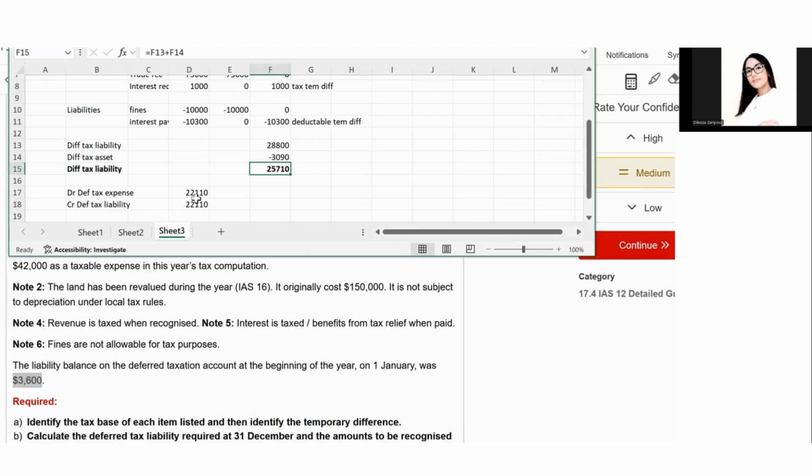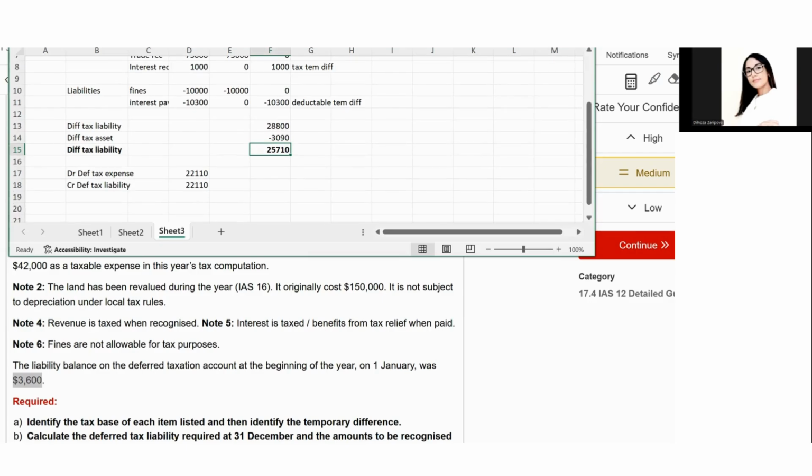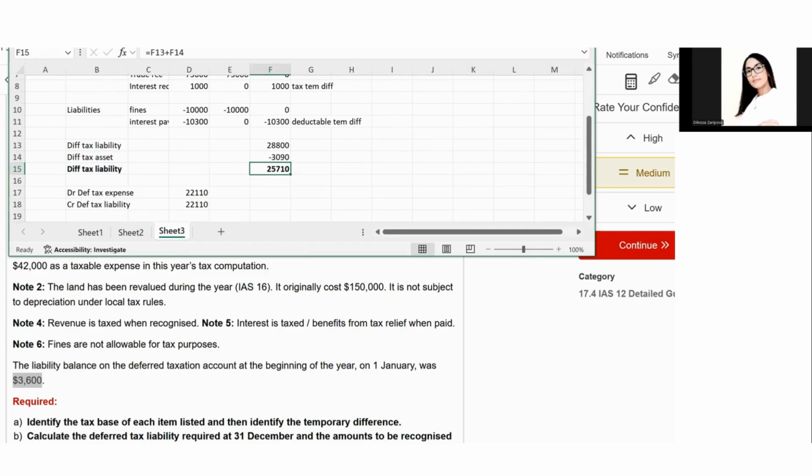Okay, so this is the end. We learned all about deferred tax for financial reporting purposes, because there are other complexities related to deferred tax, but they are not within the scope of the financial reporting exam. So far, this is enough for you to know for passing the exam.